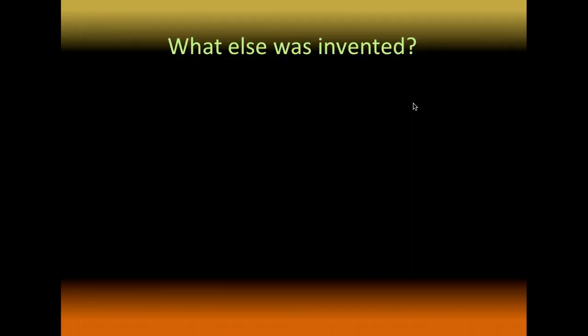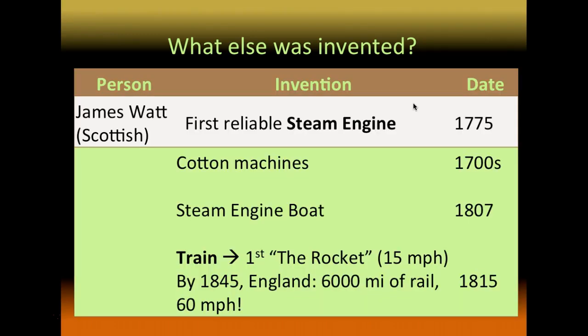Okay, so some of the other things that were invented in the Industrial Revolution. James Watt made the first reliable steam engine, and this was around 1775, and this was used for a lot of different things, starting with cotton production machines and then the first steam engine boat, which allowed people to ride upstream and across ocean waters in a much safer and faster way. And we're also, of course, talking about steel machines, and steel is very strong, so these are very sturdy and powerful, and they can move faster.